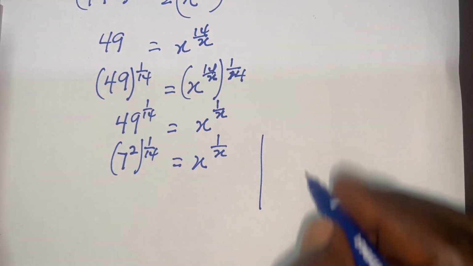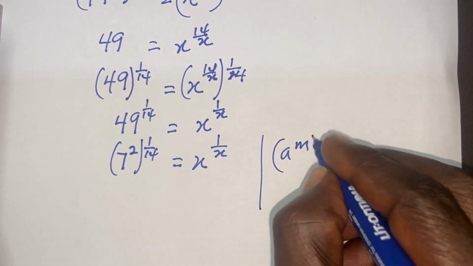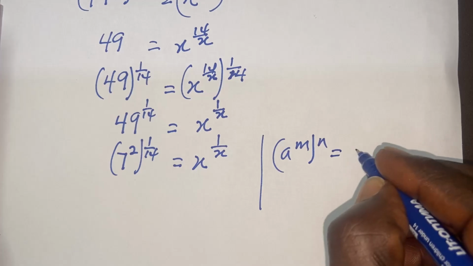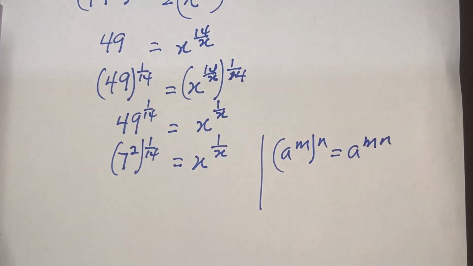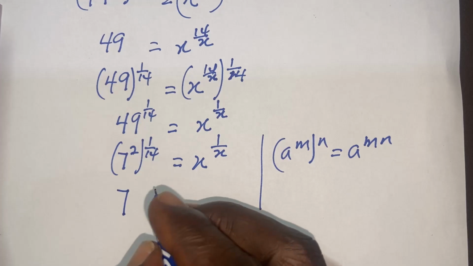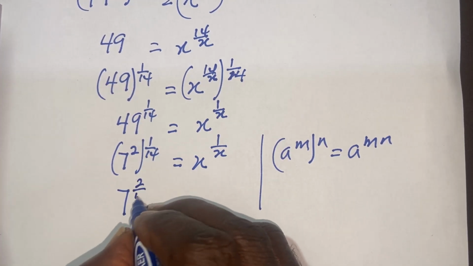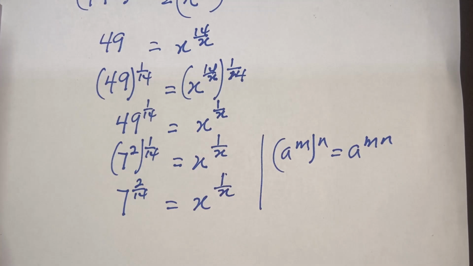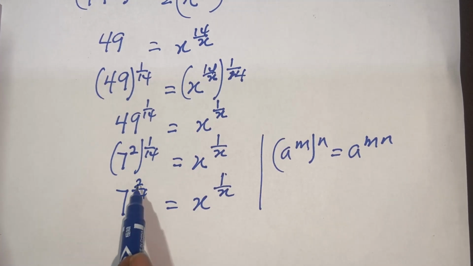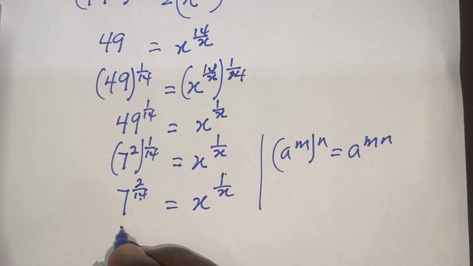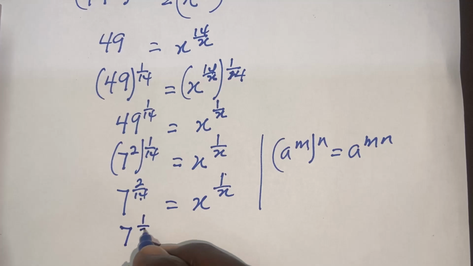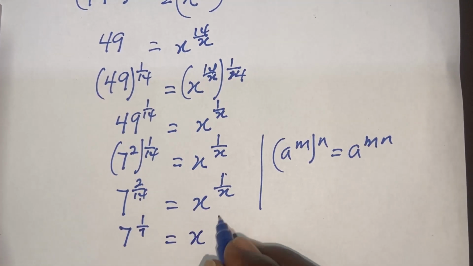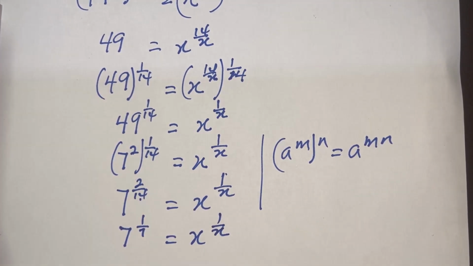That is a raised to the power m, all raised to the power n, is the same as a raised to the power mn. So with this, I have 7 raised to the power 2 on 14 equals x raised to the power 1 on x. 2 on 14 is the same as 1 over 7, which is giving us x to the power 1 on 7 equals x to the power 1 on x.